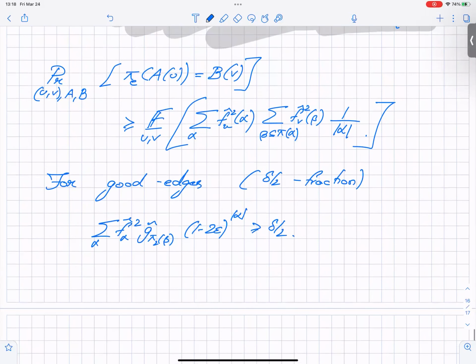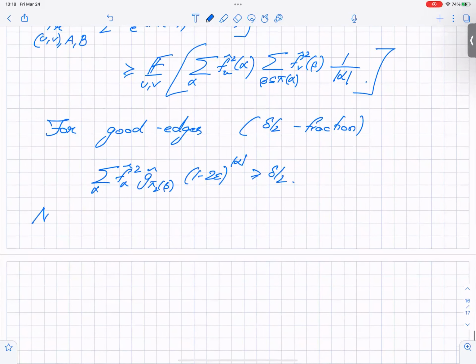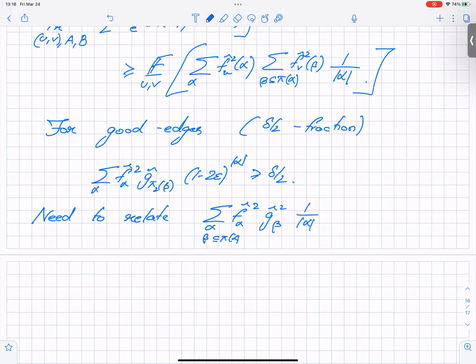But if I had this exact same expression over there, I would have been done. I don't have it. So now I need to relate. So we need to relate summation alpha f hat square alpha, summation beta in pi of alpha g hat square beta, 1 over alpha to the above quantity. I need to show that this is bounded from below if that is bounded from below.